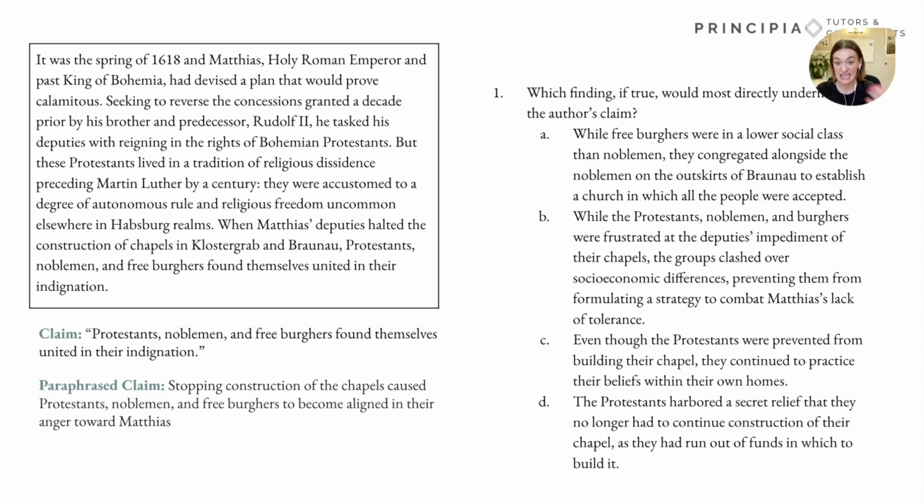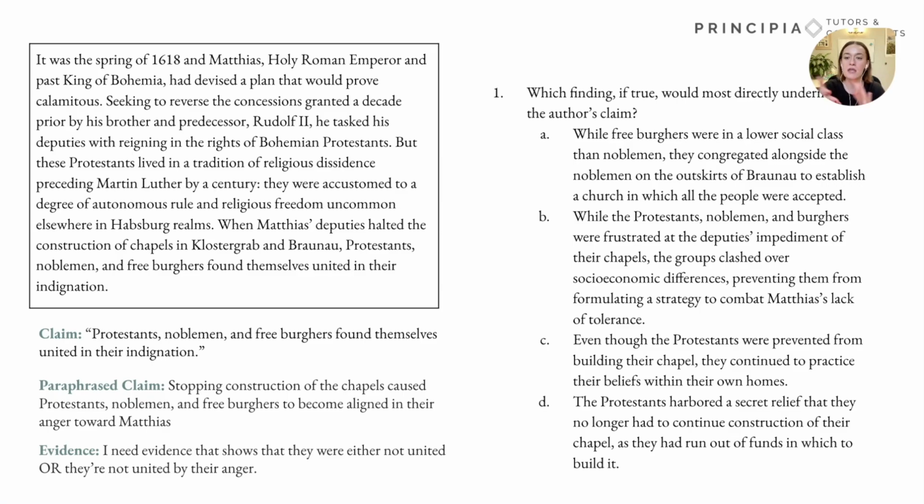So undermine means kind of like negate it. So the evidence we're going to want to look for is saying that that group of people is not united, or they're not united specifically by their anger. Okay, so if we're looking at our answer choices, we have A, while free burghers were in a lower social class than noblemen, they congregated alongside the noblemen on the outskirts of Braunau to establish a church in which all the people were accepted. That would support our claim, and that's not what we want to do. We're undermining. So we'll get rid of A.